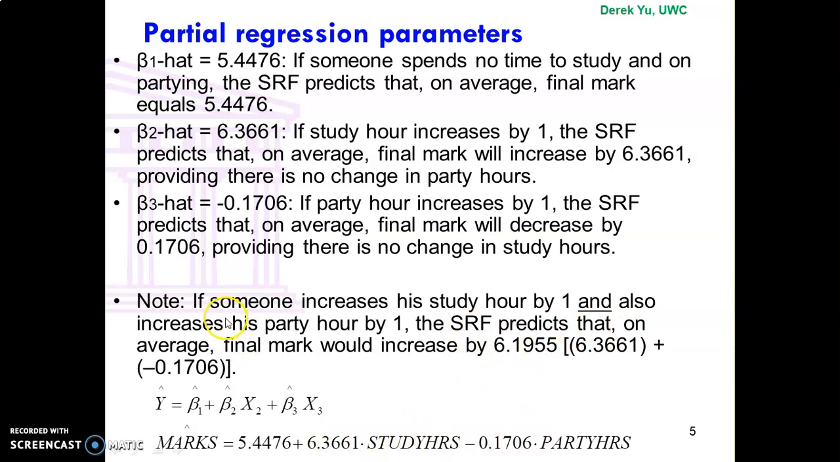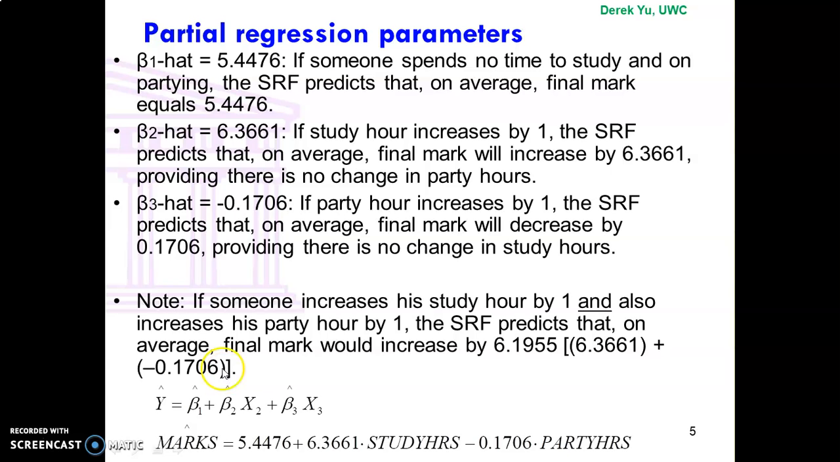Parameters together. So just for your interest's sake, I repeat, I'm not going to ask questions on that. It is too much for third-year students, but it's good for knowledge enrichment purposes. So if someone increases his study hours by 1 and also party hours by 1, it means x2 and x3 both increase by 1 unit at the same time. The sample regression function predicts that on average, final mark would increase by 6.1955, which is the sum of B2 hat and B3 hat.